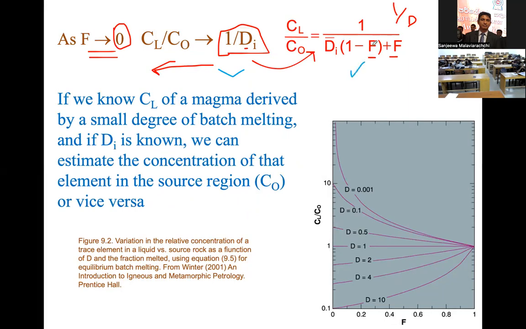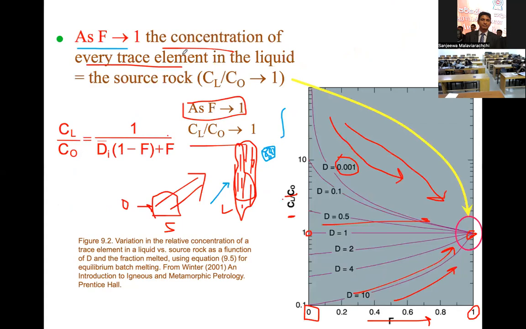You can make F equal to 0 and get the reciprocal of the partition coefficient as the ratio of those two elements. Or otherwise, you can do the entire melting. That means you can make F equal to 1 and reduce this ratio to 1 over 1. What happens if F is 1 here? This term becomes 0, and this is 1. So that means 1 over 1, that is 1.